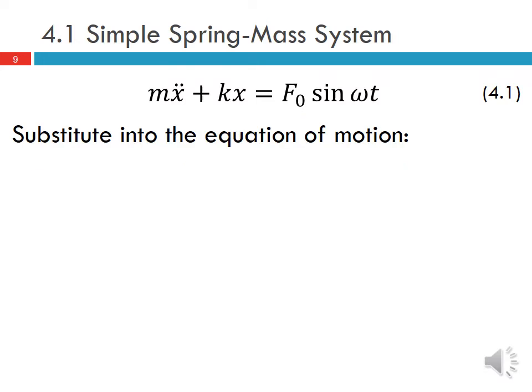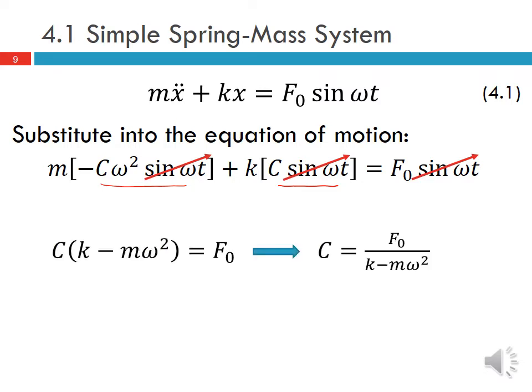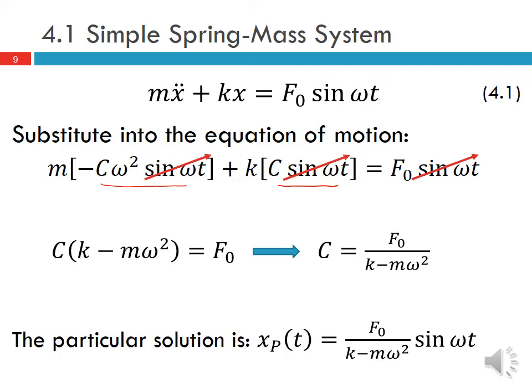Then we can substitute this into our equation of motion. So we're putting this into the original equation of motion. So x double dot is given here, and our x is here. We can cancel out the sine omega t in each of the terms and solve for the constant c. So we find that c is equal to f naught over k minus m omega squared. So the particular solution was, remember, c sine omega t. So our particular solution is that xp of t is equal to f naught over k minus m omega squared sine omega t.